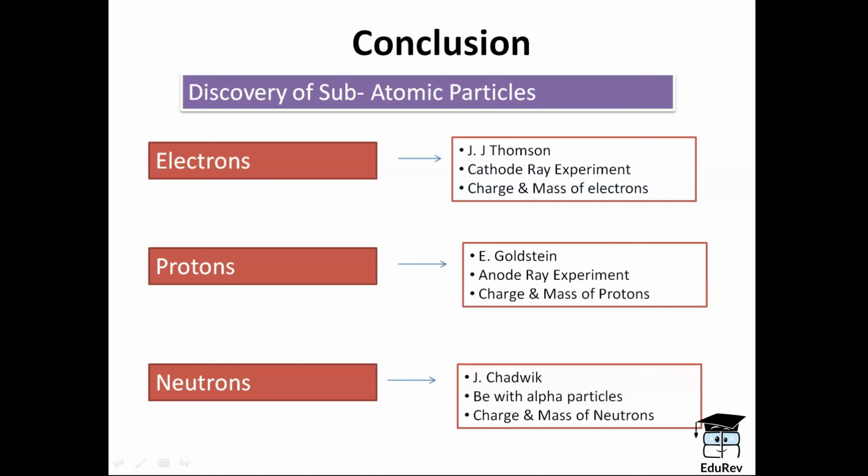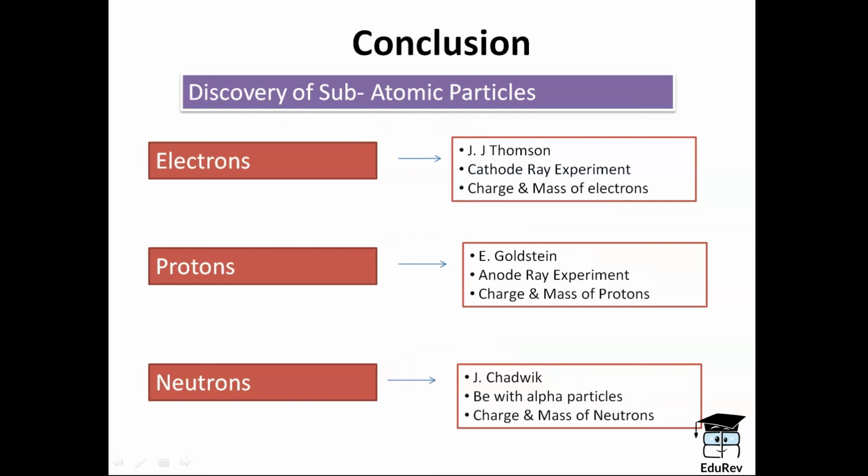What was the conclusion? The conclusion was that electrons were discovered by J. J. Thomson through an experiment called the cathode ray discharge tube experiment. The value of charge and mass of electrons were discovered. Protons were discovered by Goldstein through the anode ray experiment, and charge and mass of protons were also discovered. Neutrons were discovered by Chadwick with the bombardment of beryllium with alpha particles. Charge and mass of neutrons were also discovered by J. Chadwick.